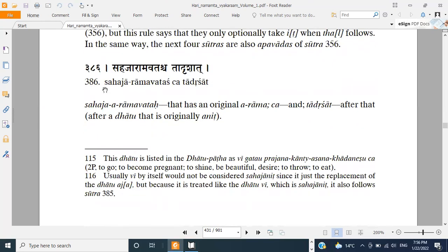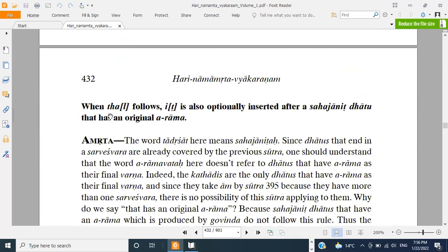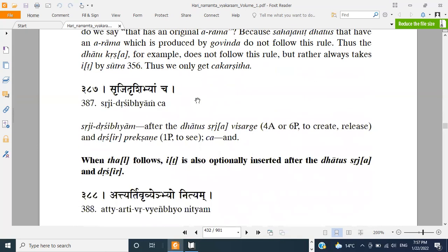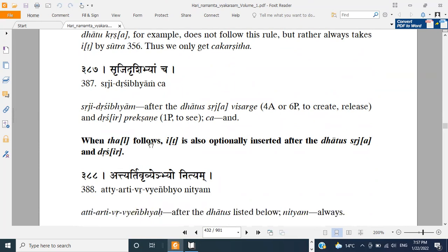Sutra 386 Sahajarama Vatascha Tadrishat. When Thal follows, it is also optionally inserted after a Sahaj Anit Dhatu that has an original Arama. We'll also discuss this; it will come a lot ahead. Then these are all continuations of the 385 sutra. Sriji Drishibhyamcha. When Thal follows, it is also optionally inserted after the dhatus Srija or Drishir. We'll also do that when these dhatus come.